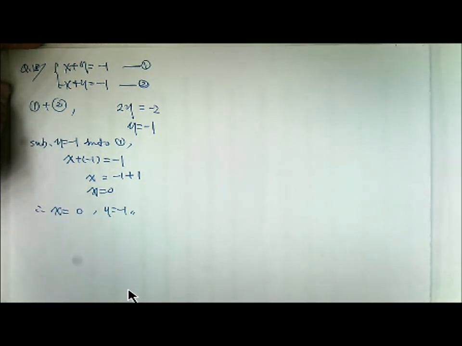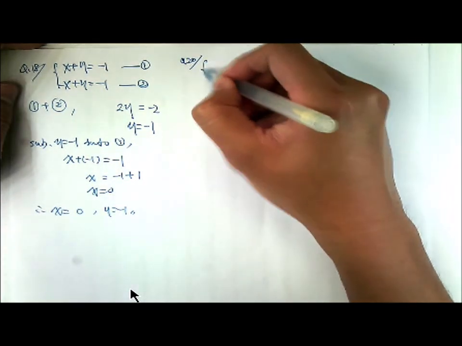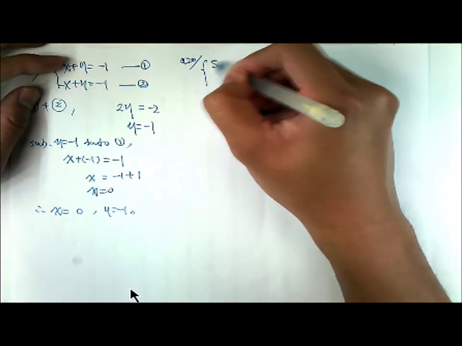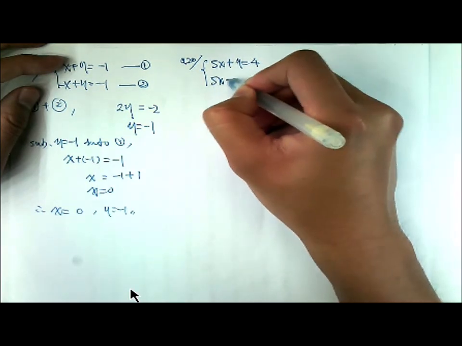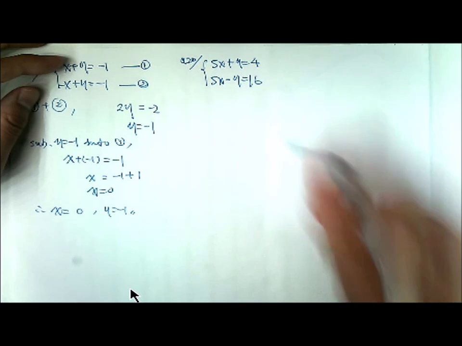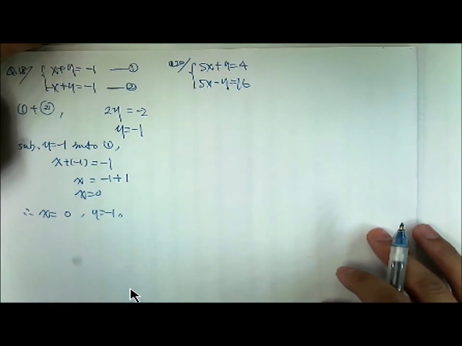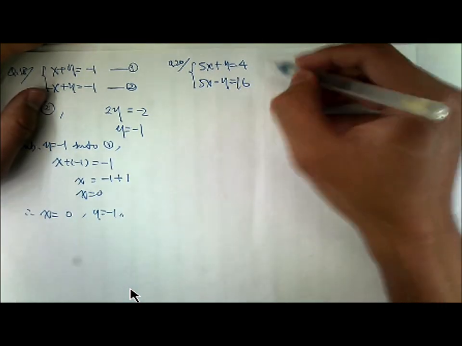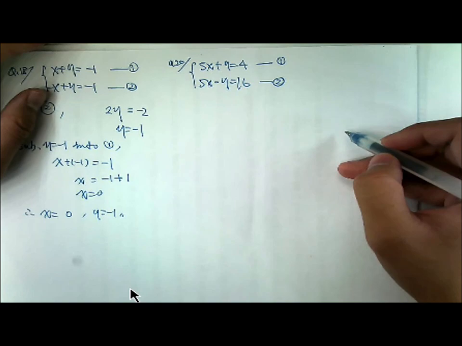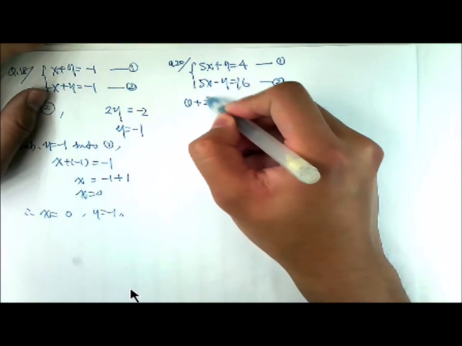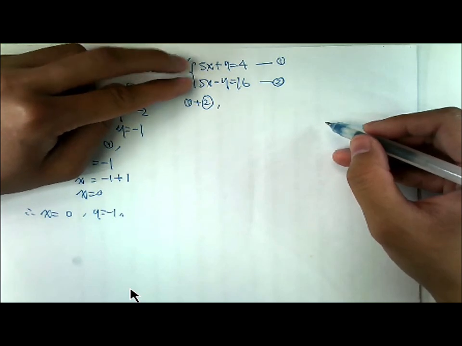We go to question 20. Okay, copy. We have 5x plus y equal to 4, 5x minus y equal to 16. Okay, so are there any opposite terms in both equations? y and minus y, right? So we can give names. Okay, so you must do 1 plus 2, right? So do it one by one.